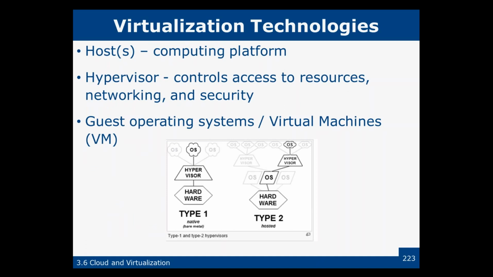So with that, the virtualization technologies: hosts are the computing platforms. The hosts are the machines that the virtualization software is stored on. It can either be part of an operating system, Windows or something like that, or it can be what they call a bare metal. VMware has a virtualization machine or software that only does virtualization, so it would be a bare metal platform where you install it. Now, hypervisor is something that controls access to resources, networking, and security.